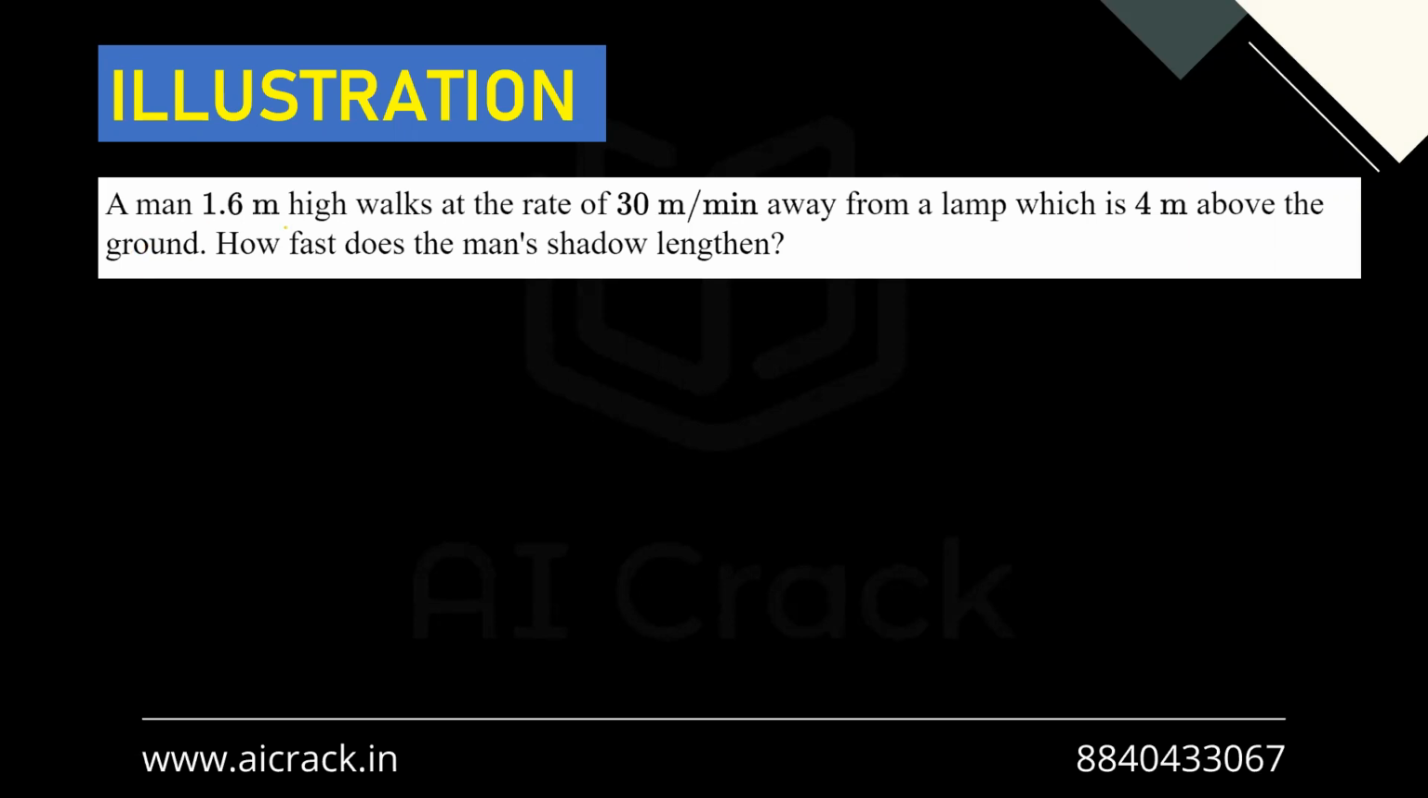A man 1.6-meter high walks at a rate 30 meter per minute away from a lamp which is 4 meter above the ground. How fast does the man's shadow lengthen? Now before proceeding with this question, let's draw the diagram. So diagram looks like this. So this is our lamp, let's say AB, and this is point C. Let's say this is our man over here.